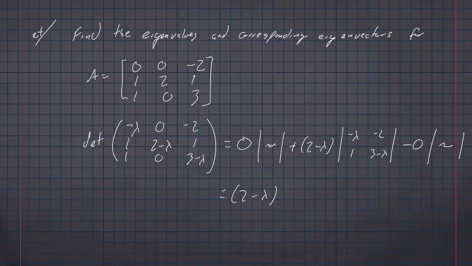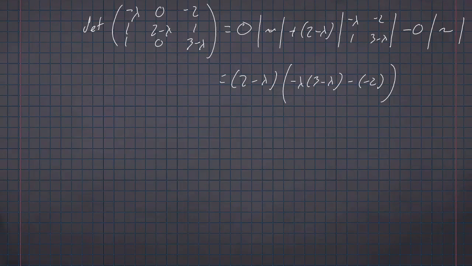All right, expanding out, we get negative lambda times 3 minus lambda minus negative 2. And we can multiply this out. In fact, I'm going to leave that 2 minus lambda in front. That looks like that's going to be very convenient for us. Two minus lambda times lambda squared minus 3 lambda plus 2.